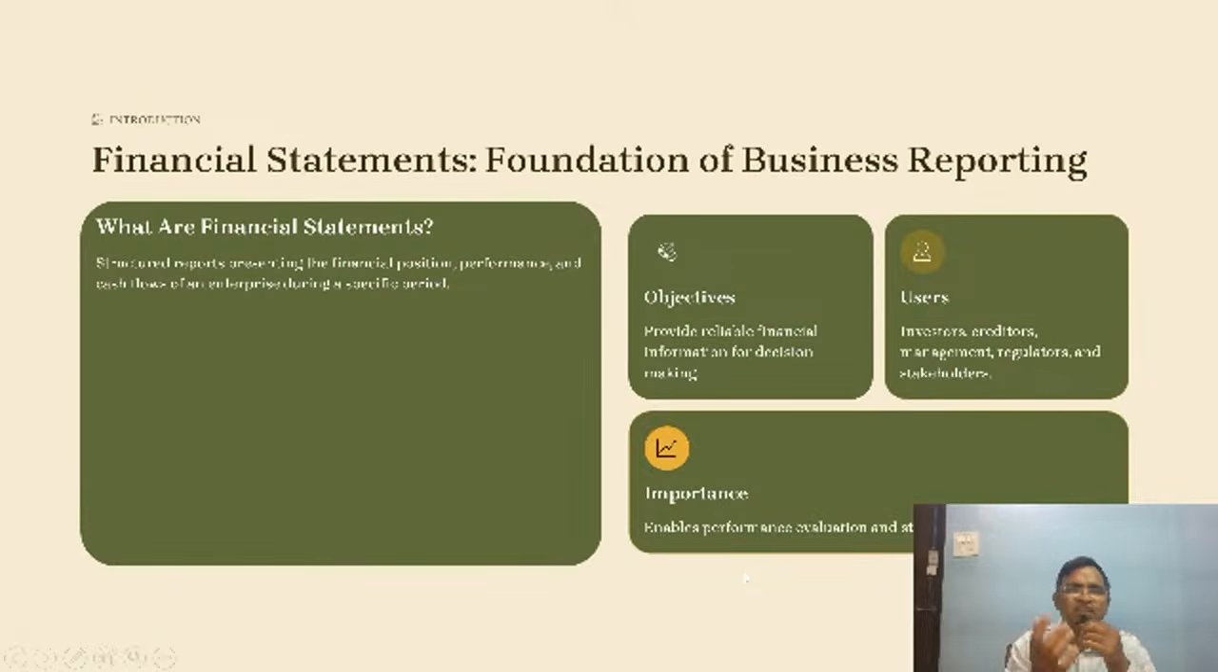What is a financial statement? It is a structured report. Through financial reports we come to know the financial position of the company, the performance of the company, and the cash flow of a company during a specific period. The objective is to have reliable information for decision making. Financial statements include the trading account, profit and loss account, and assets and liabilities, that is the balance sheet. Who is going to use them?